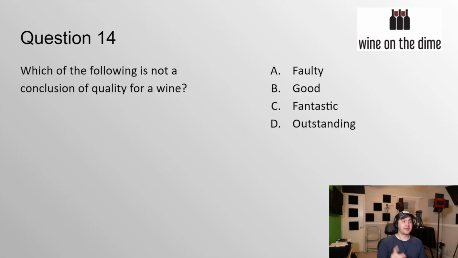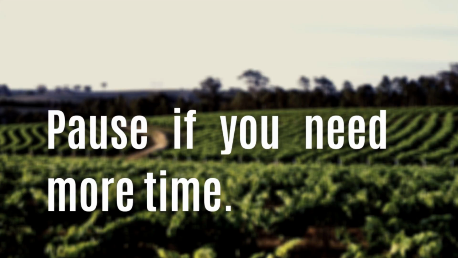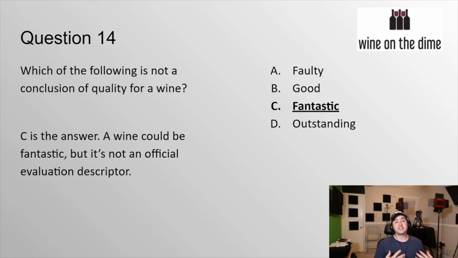All right, so which of the following is not a conclusion of quality for a wine? Faulty, good, fantastic, or outstanding? All right, so the answer to this is C. Wine can be fantastic. I mean, there's many times I've been reviewing wine, and I'm like, this is a fantastic wine. That's not the final score, though. That's not an official descriptor of the WSET program.